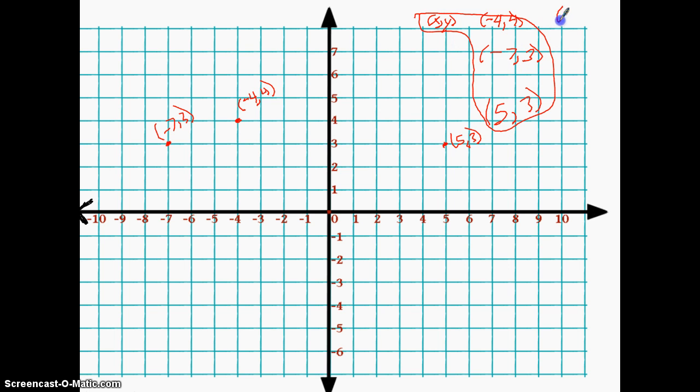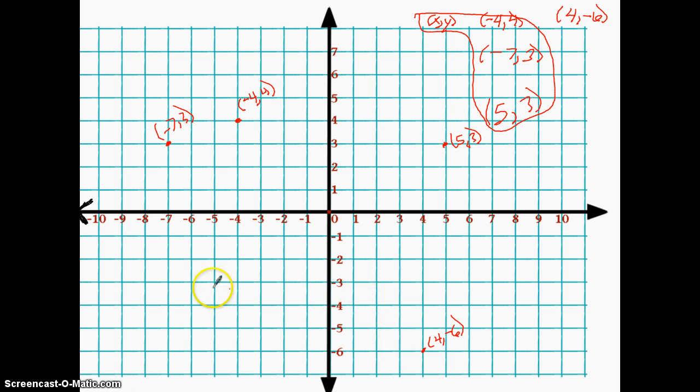Let's do another one. This time I'm going to this quadrant. Let's say that I need to find out where 4 by negative 6 is. First thing, I would go over to this 4 on my x-axis, and then I would go down to negative 6, which is right here, and put my point. And so here I have 4 by negative 6. So that's where that would be.